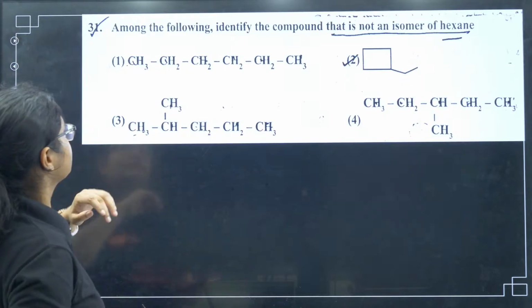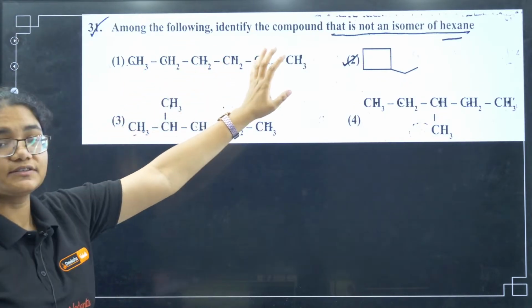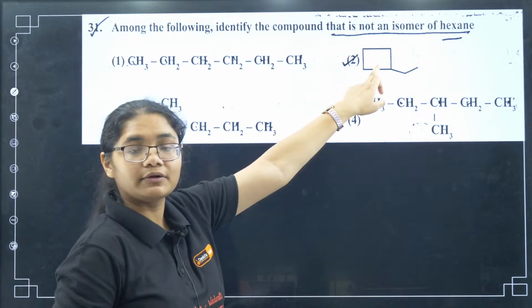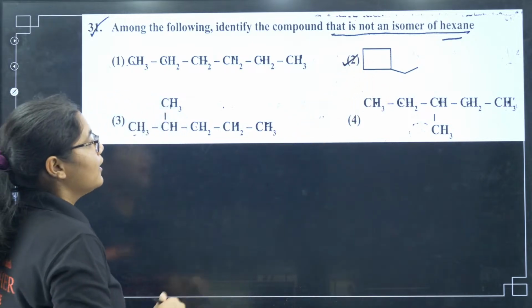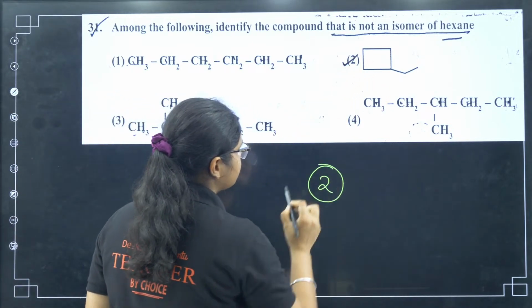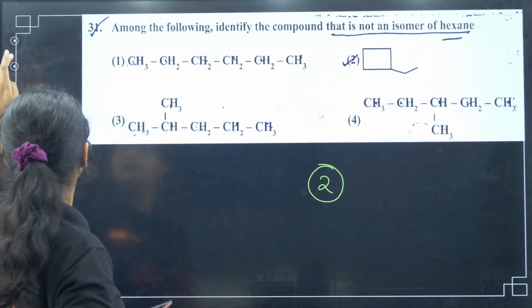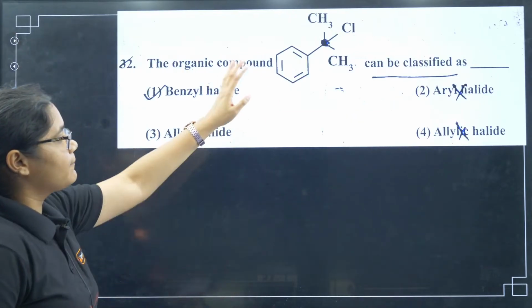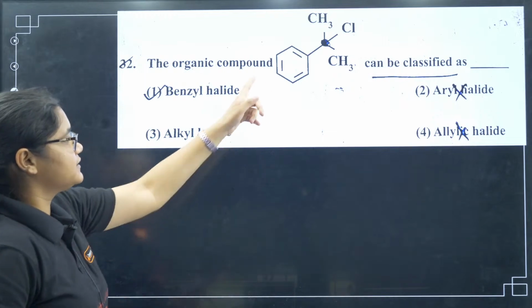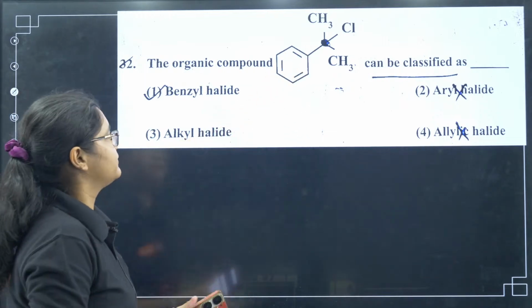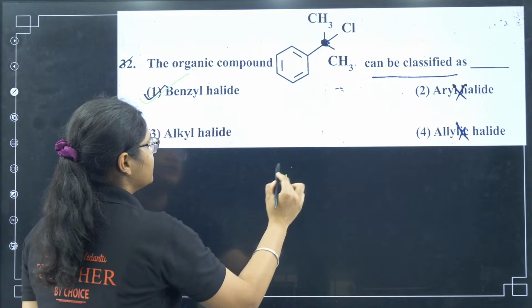Next we have question number 31. You have to identify which is not an isomer. So if you see this particular compound, the formula is not satisfied. So correct answer for this question will be option number 2. Next, the organic compound here can be classified as a benzyl chloride because this is attached to benzene ring. So benzyl halide, option number 1.